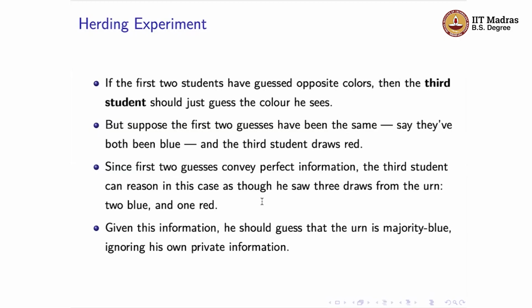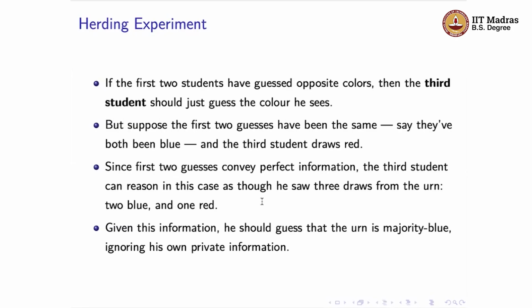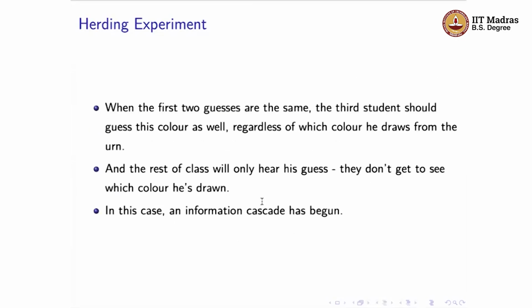That's the idea, right? Okay, so what do we draw from this? When the first two guesses are the same, then the third student should guess this color as well, regardless of which color he draws. We already discussed why, if the first two guesses are blue and the student draws red, the student should go with blue. But imagine that the third student had also drawn blue after the first two were blue. Then he should go with blue as well. So clearly, he should just go with whatever the first two guesses have been, if those two guesses were the same.